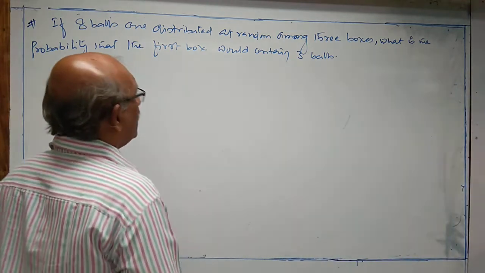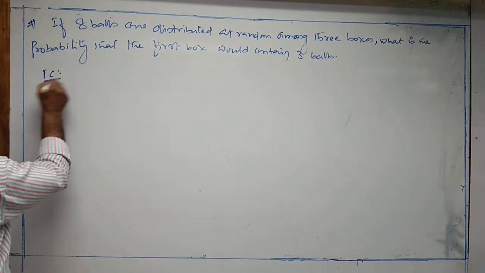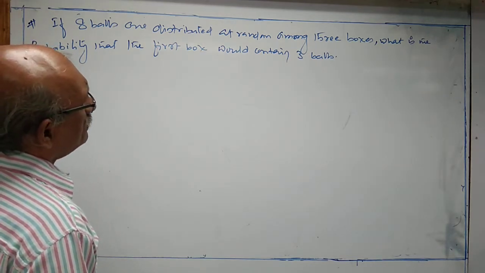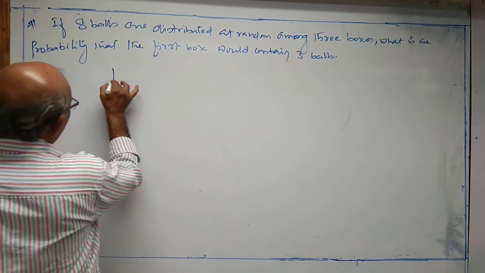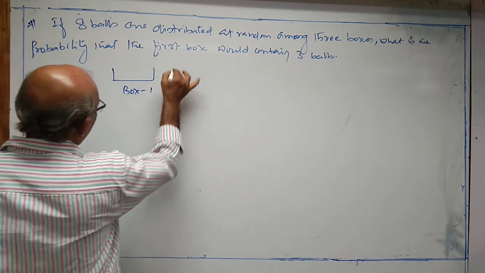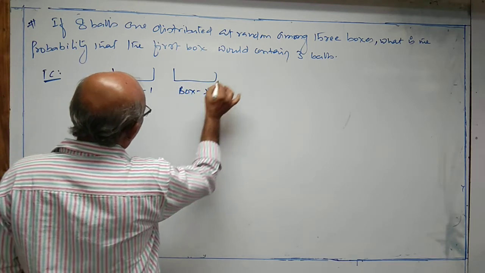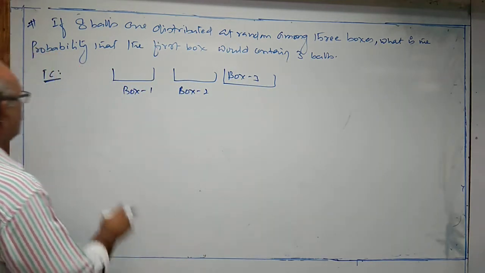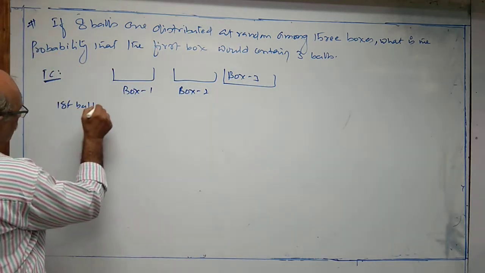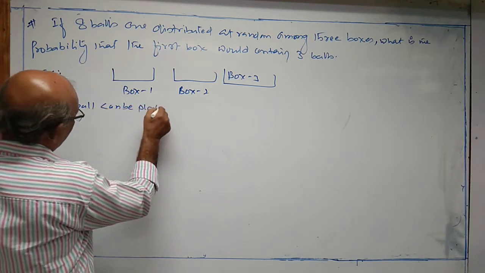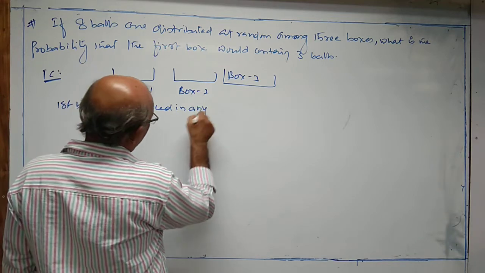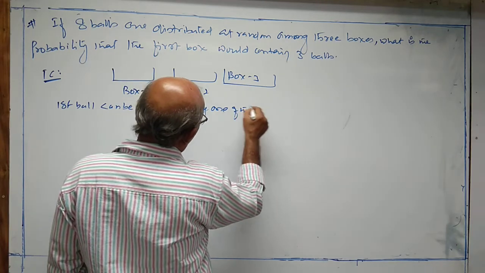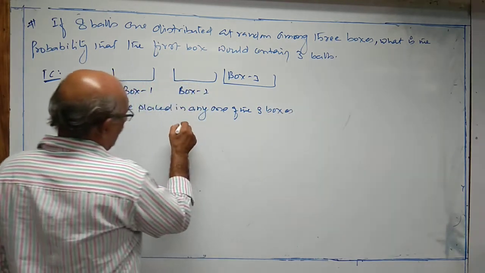Now what is given? 8 balls are there. So first calculate the total number of cases. 8 balls are distributed at random among 3 boxes. Now look at this. This is box 1. This is box 2. This is box 3. The first ball can be placed in any one of the 3 boxes in 3 ways.